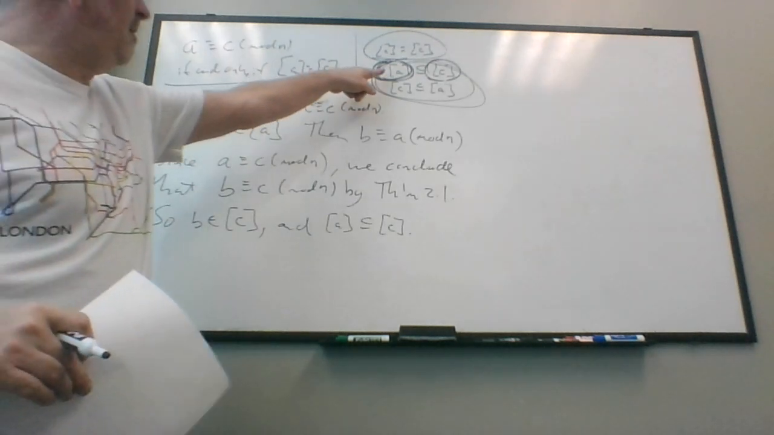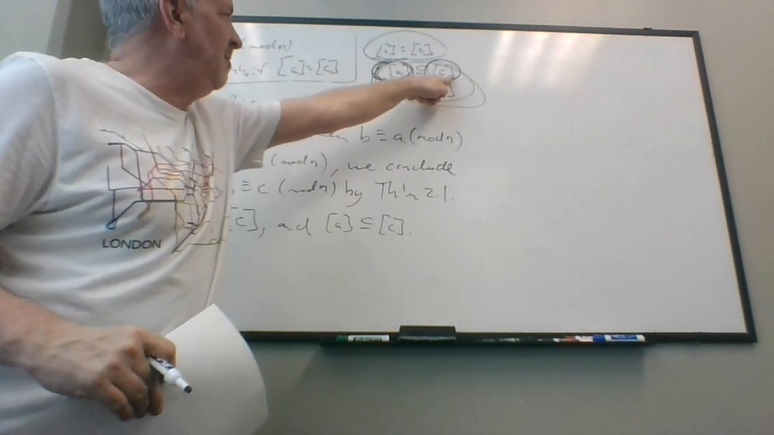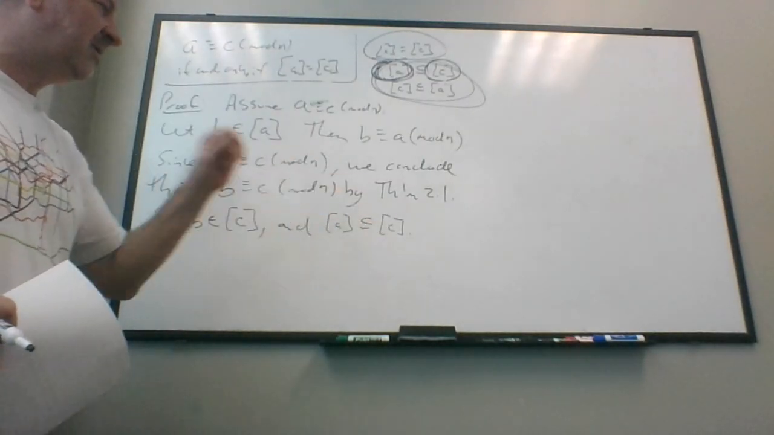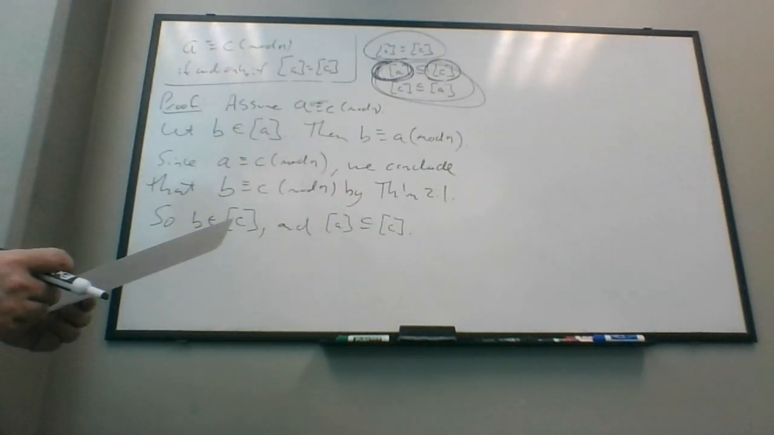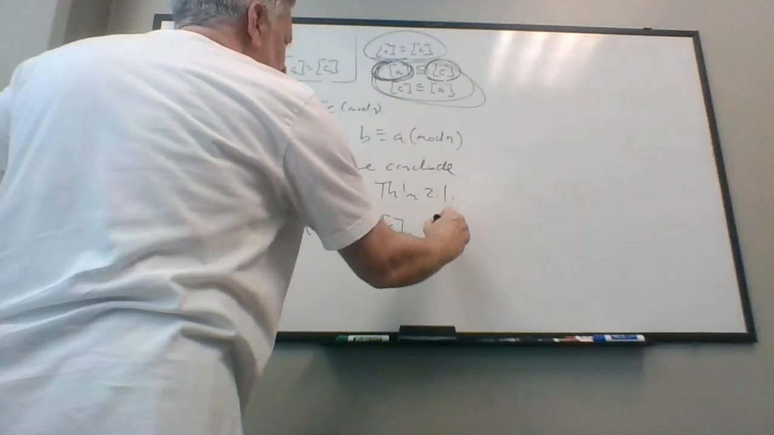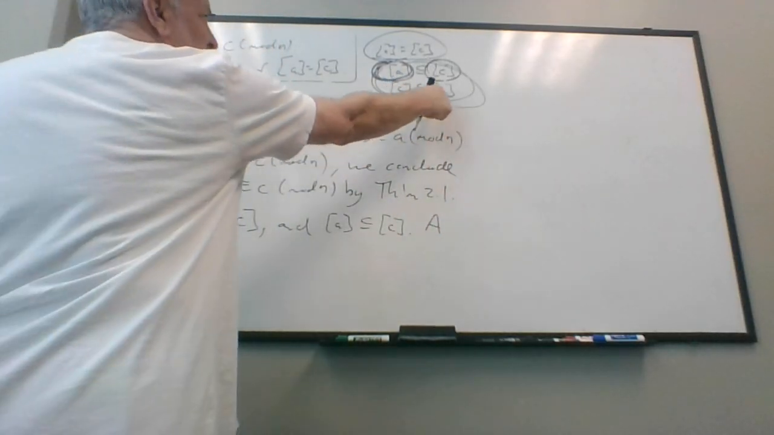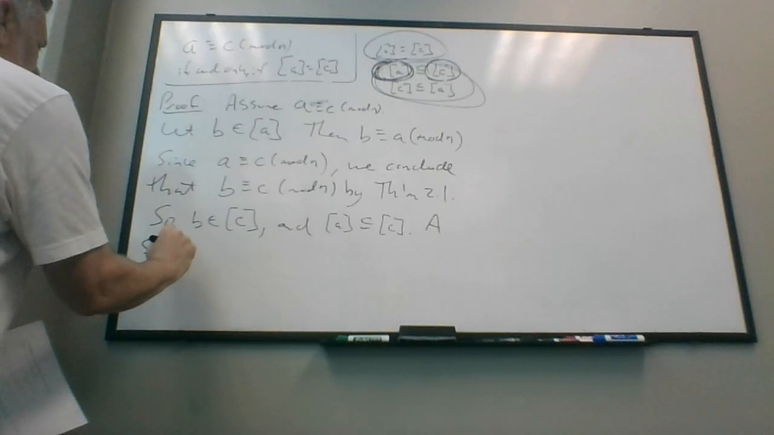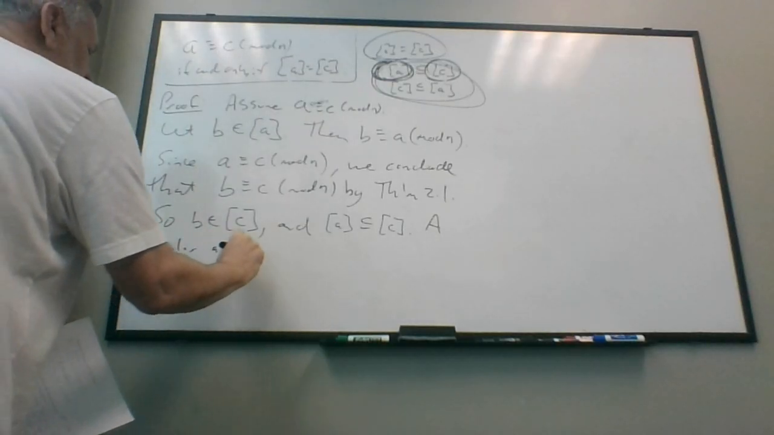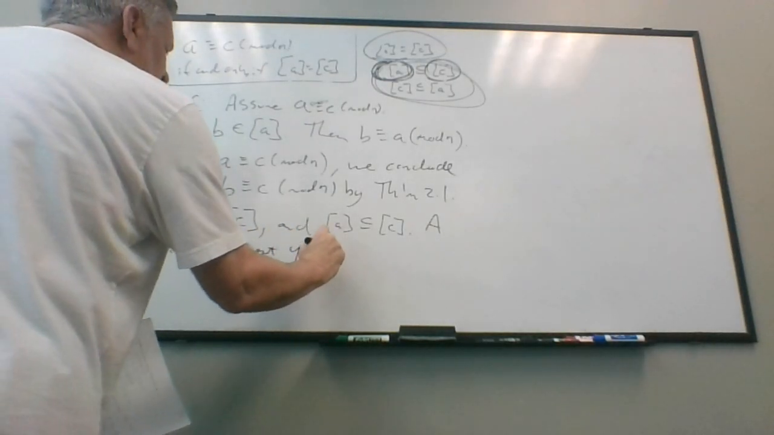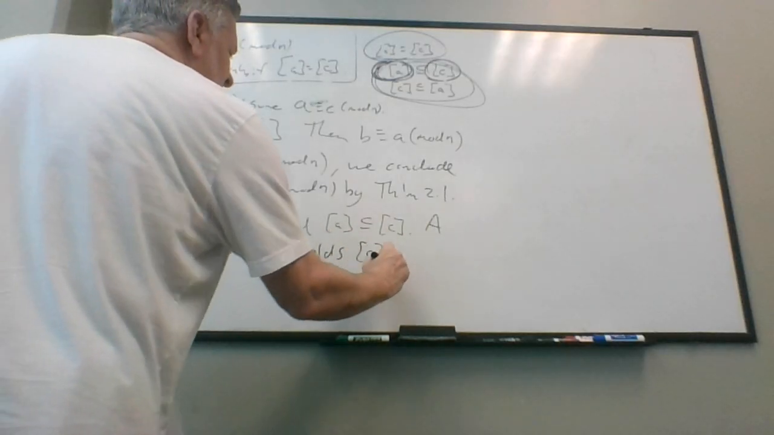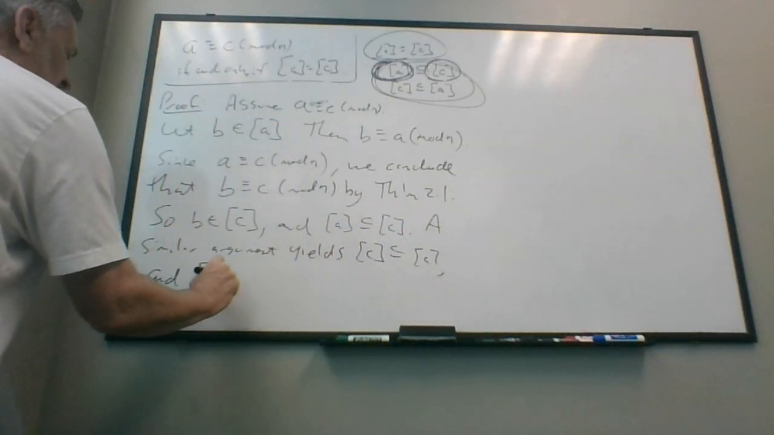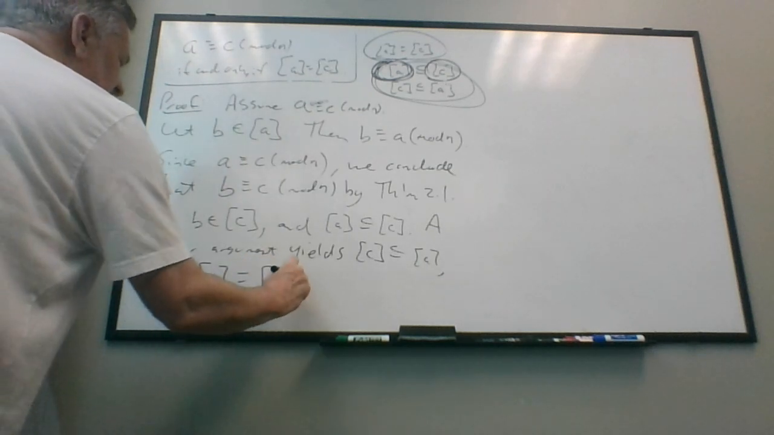So that means the class with A is a subset of the class with C. Right? I started with an element B in here. I showed the element B was in here. That means this set's a subset of that set, and that's where we are. So the class with A is a subset of the congruence class with C. Okay, now again, I'm not going to go the other way because it's similar. I would start with B in here and get B in here, and it's the exact same proof with A and C switched. So a similar argument yields the class with C is a subset of the class with A, and we get the class with A is the class with C.